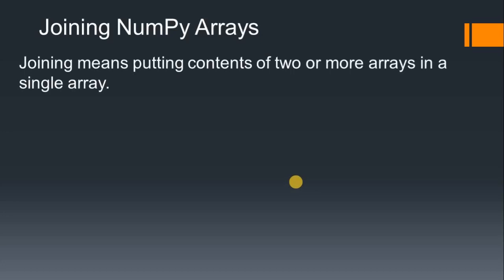So the NumPy joining concept means putting the content of two or more arrays into a single array, meaning we are joining and combining two arrays. That is what joining is. So how to do that practically, we will see now.